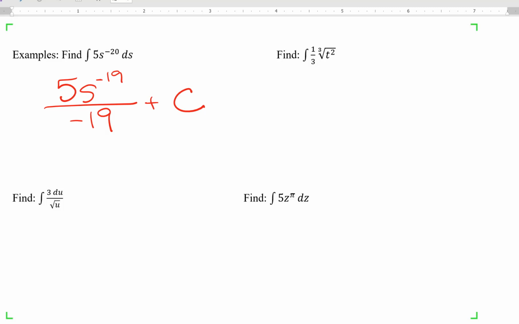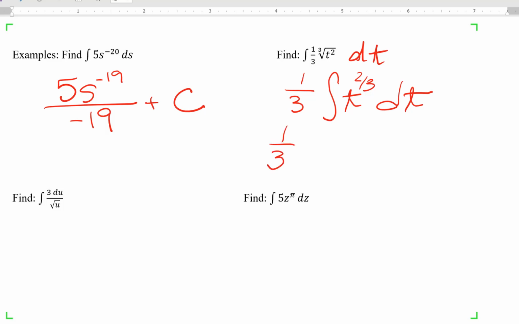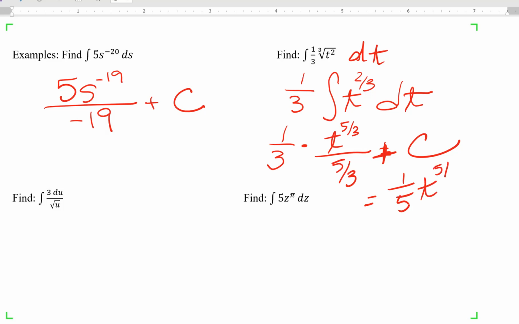All right, over here I've got the integral, it should be dt here, of 1/3 times the cube root of t squared. Well, that's looking really complicated, but first of all, I can take the 1/3 outside the integral because it's a constant. And then I can change this to a fractional exponent, t to the 2/3 dt. Now I can use that rule about the integral of x to the n. So 1/3 times, I'm going to add 1 to the exponent, so 2/3 plus 3/3 is 5/3. Then I divide by the exponent plus 1, which is also 5/3, plus c. When I multiply this out, I get 1/5 t to the 5/3 plus c.